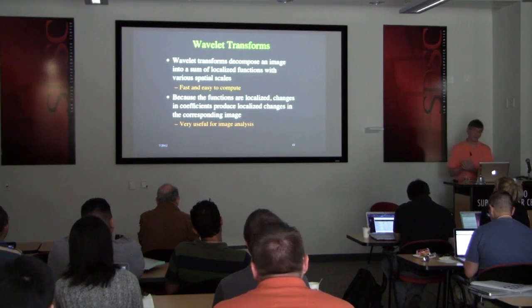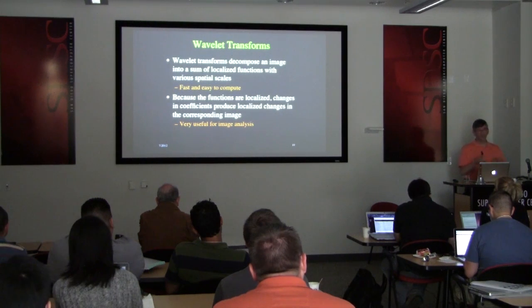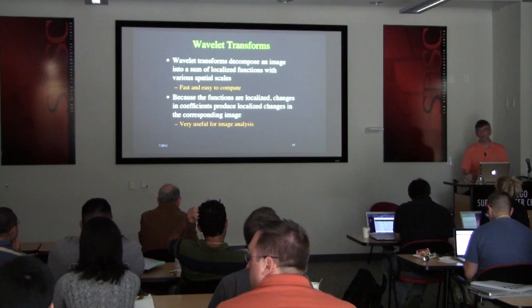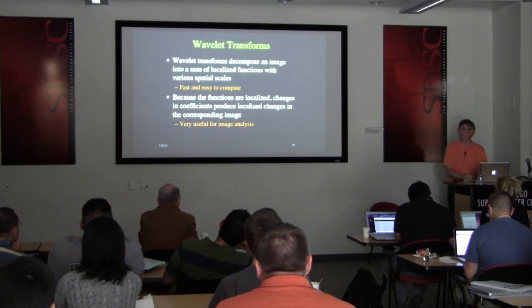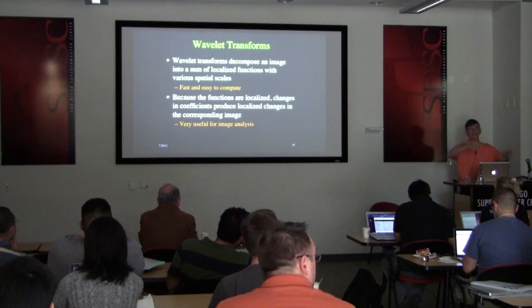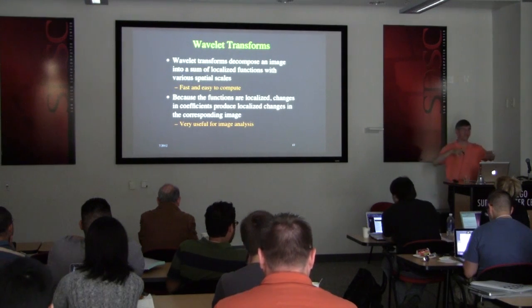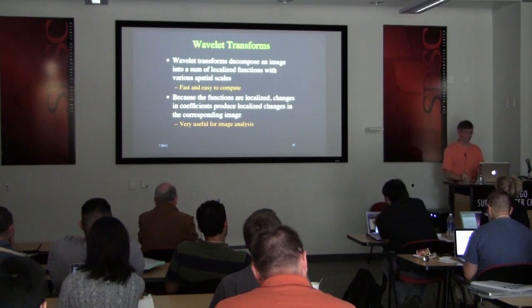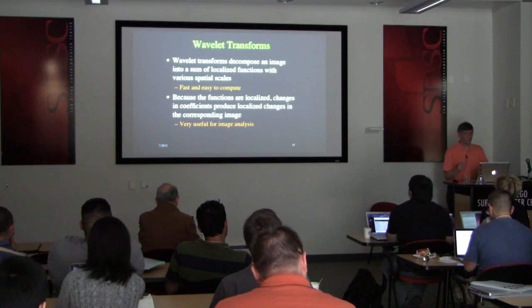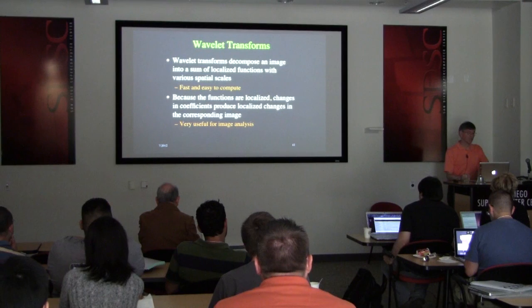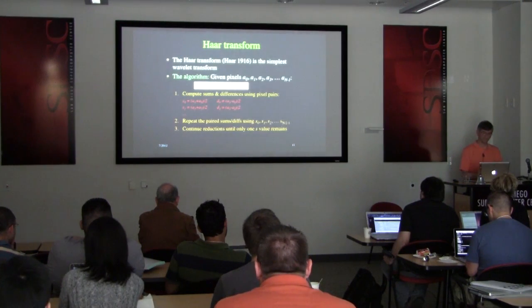Wavelet transforms decompose an image into a sum of localized functions, unlike the Fourier functions, which are global across the image, which have various spatial scales. So a typical wavelet transform would have a coefficient which represents something like the entire size of the image, and then another one which is sort of lumps half the size of the image, and there are 4 of those, and then another one 1/4 of the size of the image, and there'd be 16 of those, and so on. Because those functions are localized, you can make changes in the coefficients in wavelets, and they produce localized changes. So that makes it very powerful for image analysis.